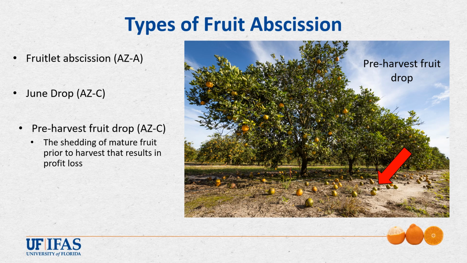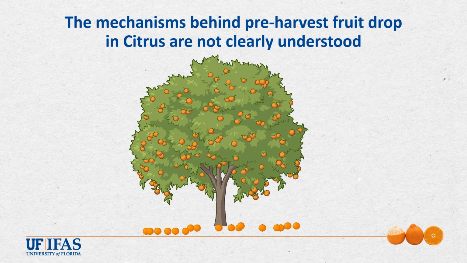This type of fruit shedding is prior to harvest, hence the name pre-harvest fruit drop, that results in profit loss for growers, so understanding why and how it's happening is very important. Currently, the mechanisms behind pre-harvest fruit drop are not fully understood, but there is a lot of research behind this natural process that can elucidate some of the mystery.